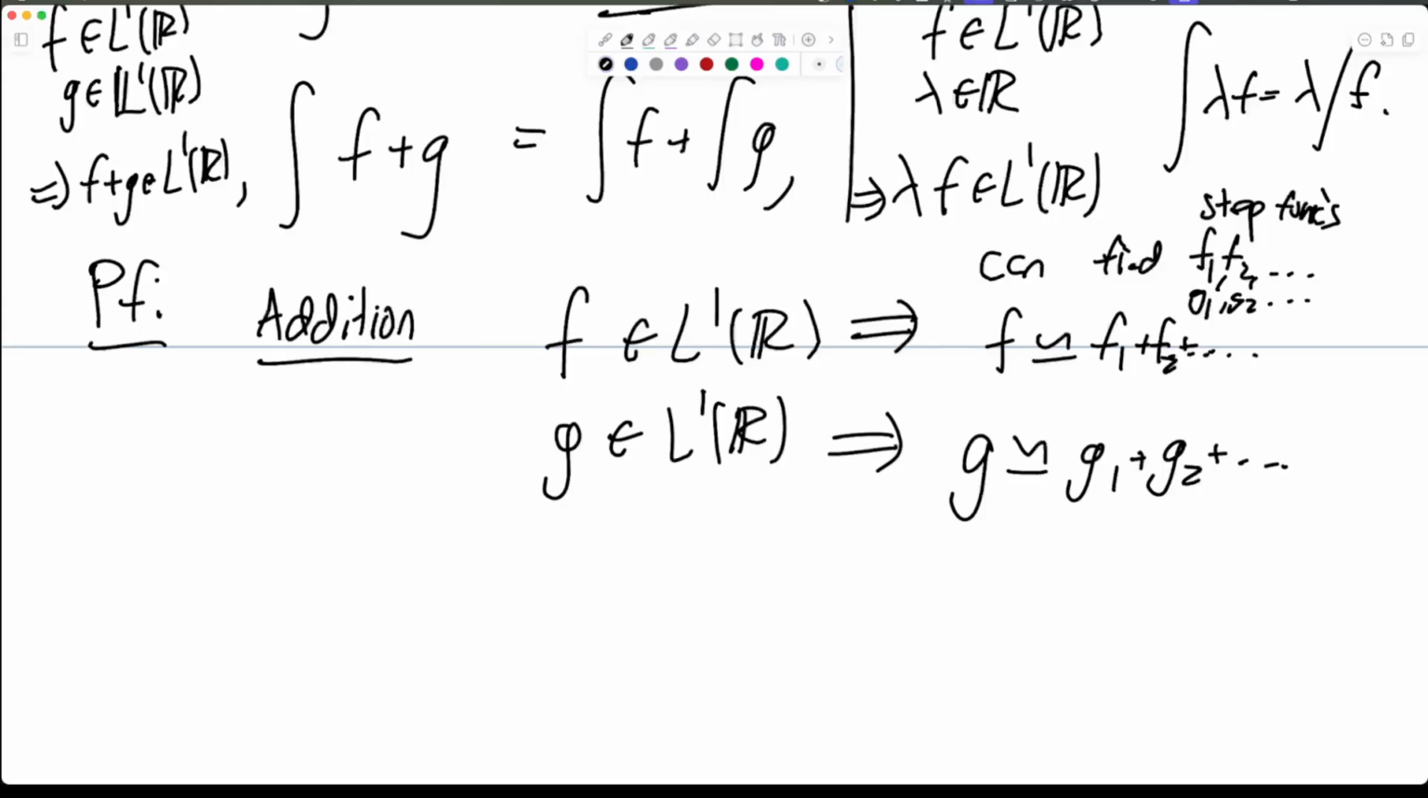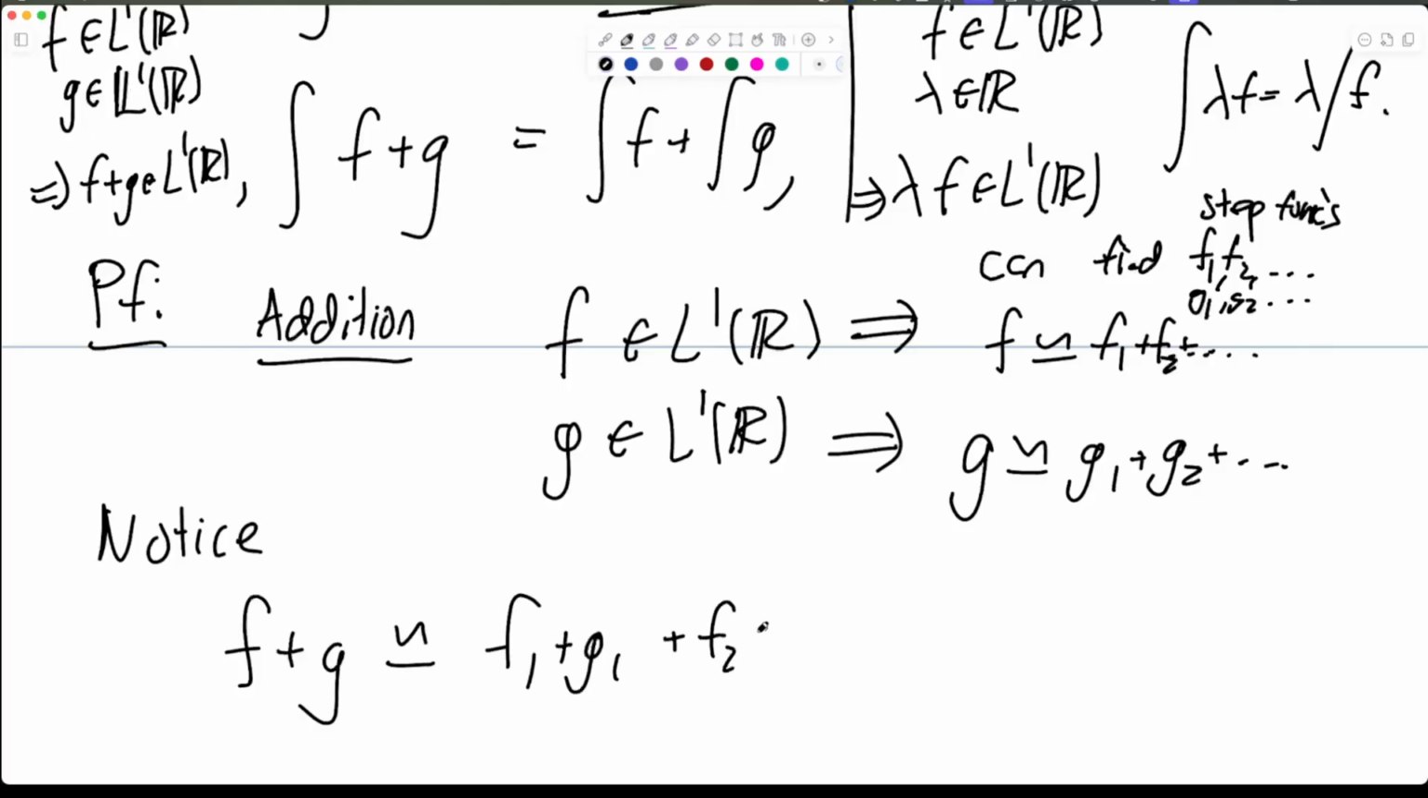Okay, we'd like to conclude that f plus g is in L1. How are we going to prove that f plus g is in L1? Well, if you know something is in L1, then you get a sequence of step functions. If you want to prove something is in L1, how would you do it? Yeah? Find that sequence of step functions. Okay, we have some ingredients over here. Do you think you could come up with the step functions that together would make f plus g? Yeah. We just add f1 and g1, f2 and g2, etc. So notice f plus g is going to be the sequence f1 plus g1 plus f2 plus g2 plus f3 plus g3 and so on.